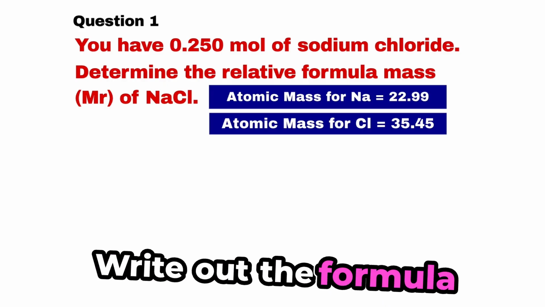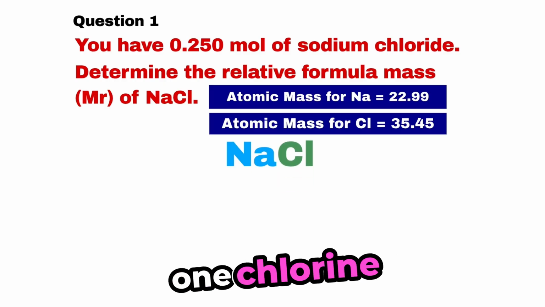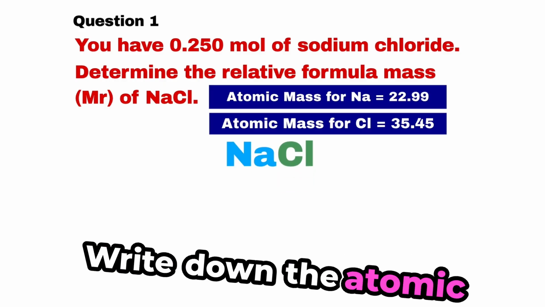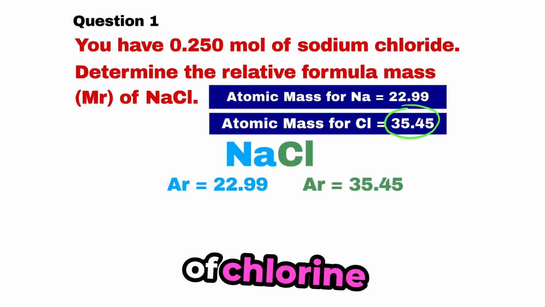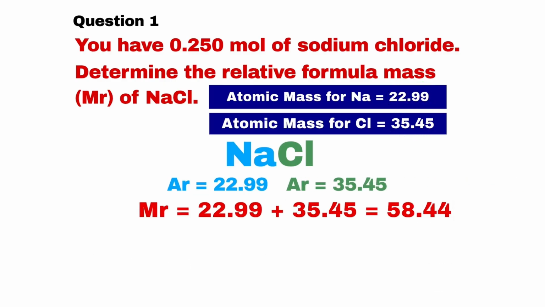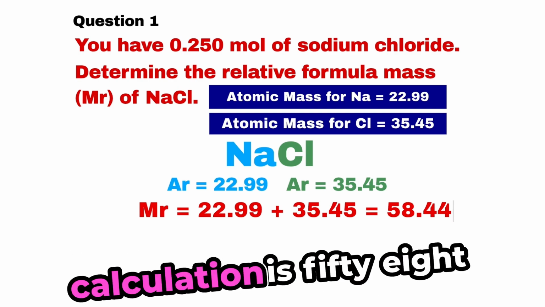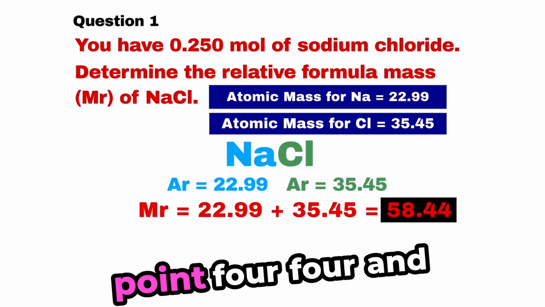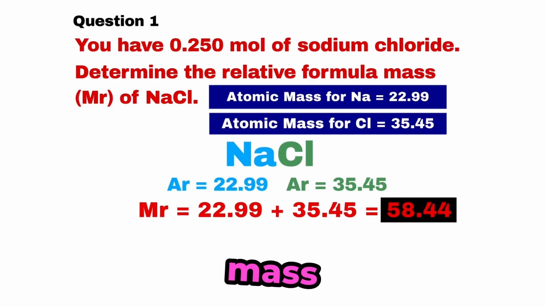Write out the formula for NaCl. That's 1 sodium and 1 chlorine. Write down the atomic mass of sodium and the atomic mass of chlorine. Then simply add them together. The relative formula mass for NaCl for this calculation is 58.44, and there are no units because it's a relative mass.